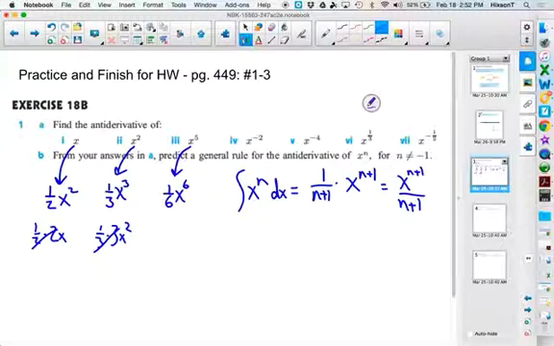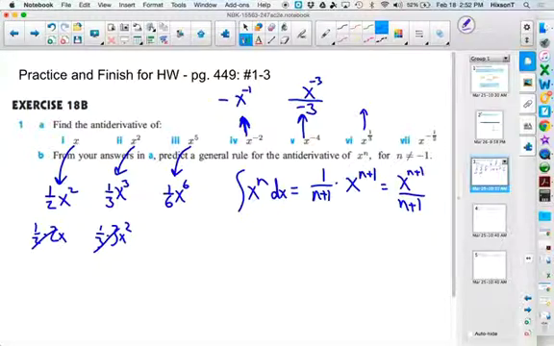Thank you. Okay, so it's plus 1, so it's x to the negative 1 over negative 1, so it just ends up being negative x to the negative 1. Good. How about x to the negative 4th power? X to the negative third over negative 3. Yeah. Okay. How about x to the 1/3 power?